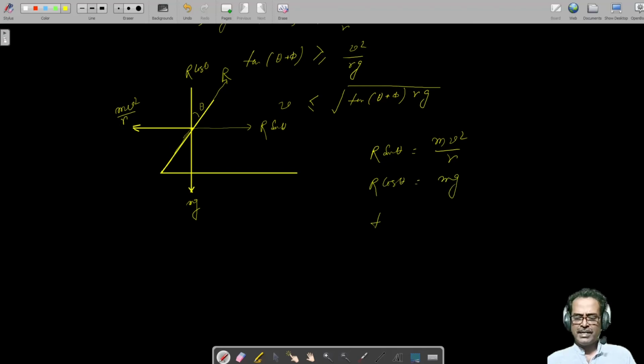So tan theta is equal to v square by rg. Same expression. Clear? But this angle is with the vertical, and in case of banking, this angle is with the horizontal. This is the difference.